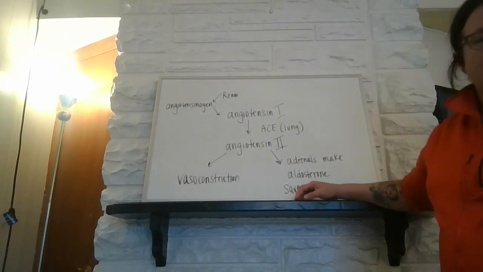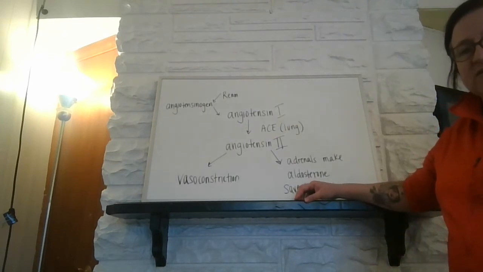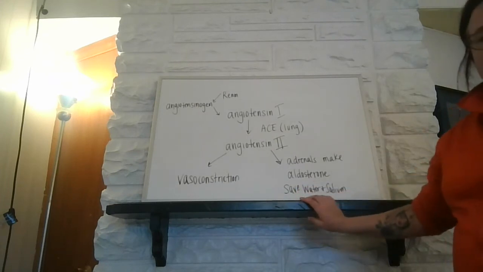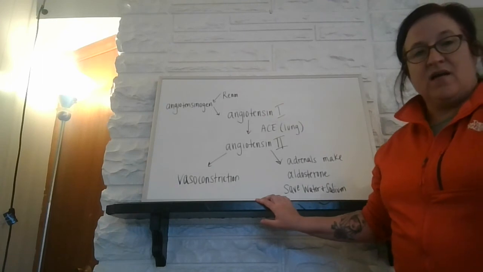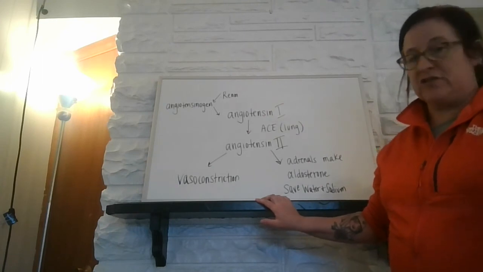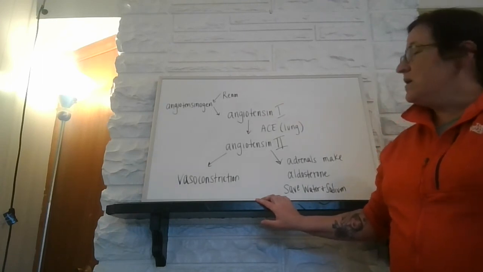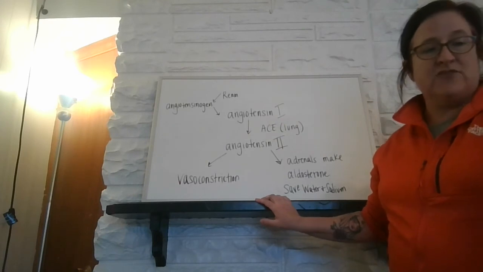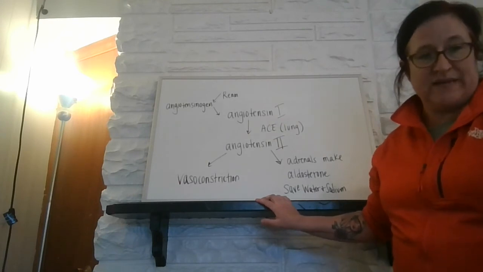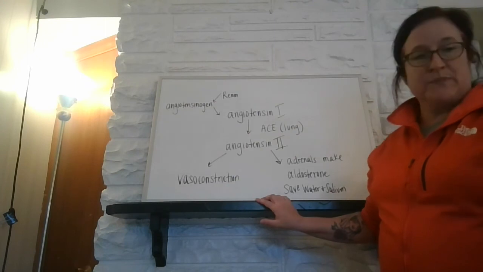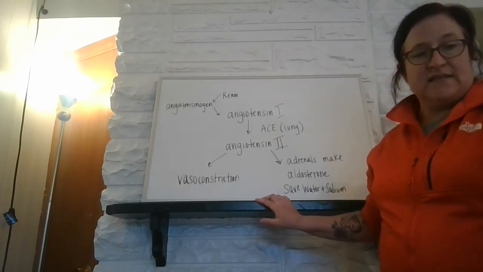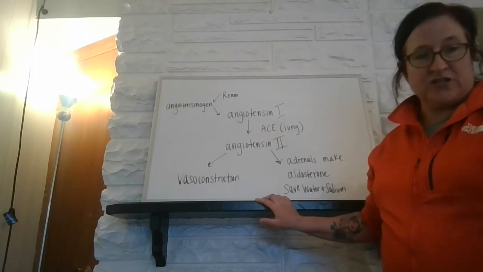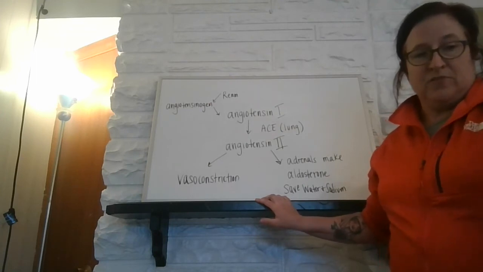The other system, the renin-angiotensin-aldosterone system, is our long-term management of blood pressure control as opposed to the autonomic nervous system, which is the short-term. So the renin-angiotensin-aldosterone system is activated when specialized cells within the nephron sense a decrease in blood pressure or blood volume.